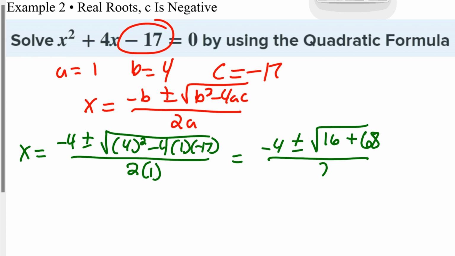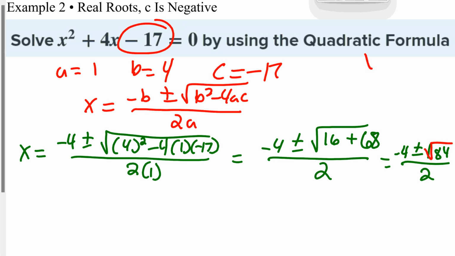all over 2. Okay, then I can add those together. I get negative 4 plus or minus square root of 84. Now that's not a perfect square, right? So I want to break that down. So I cannot take square root 84 and divide it by 2. That's not what I do. The very last step is dividing by 2a. So I got to simplify that square root of 84 first.